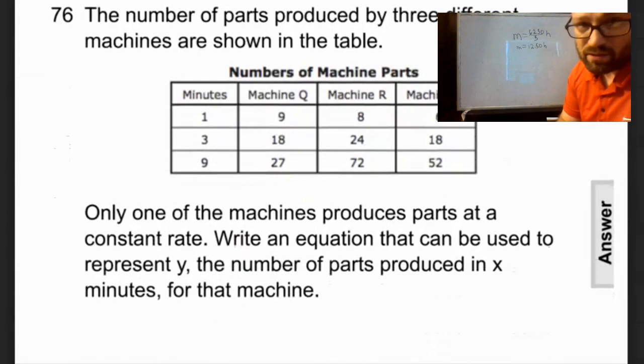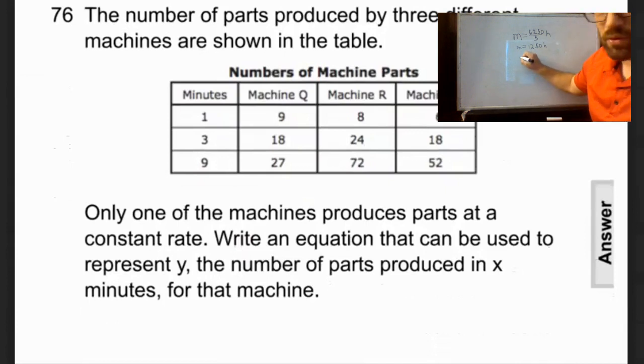Now, this one, the number of parts produced by 3 different machines are shown. Okay, so we have the minutes and we have the parts that each one produces for each minute. One of these machines produces parts at a constant rate. Write an equation that can be used to represent y, the number of parts produced. So parts is our y. So machine Q did 9 parts in 1 minute, 18 parts in 3, and 27 in 9. And so x is the number of minutes. So we're going to say P for parts produced equals whatever our unit rate is for minutes.